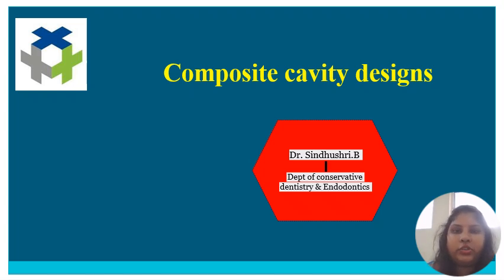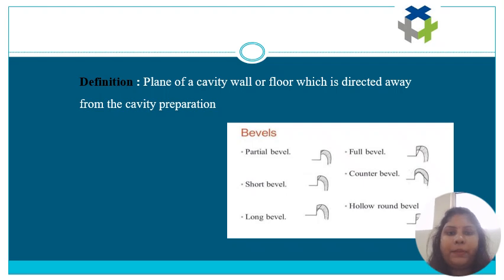So today we are going to see about composite cavity designs. So, a bevel is the plane of a cavity wall or floor which is directed away from the cavity preparation. So you have bevels: you have partial bevel, short bevel, long bevel, full bevel, counter bevel and hollow ground bevel.